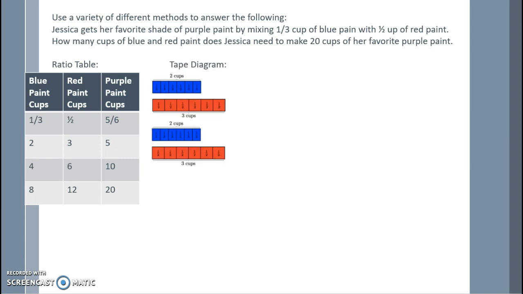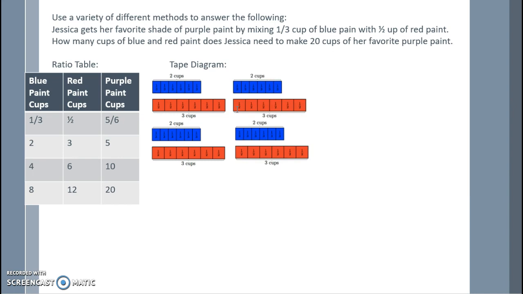We can use a tape diagram. So I've got listed here that there are 6 1/3s in 2 cups, and there are 6 1/2s in 3 cups. But I need to have 4 sets of them in order to make 20 cups altogether, because there is 5, 10, 15, 20 cups altogether. So then I would need 2, 4, 6, 8 cups of blue paint and 3, 6, 9, 12 cups of red paint.